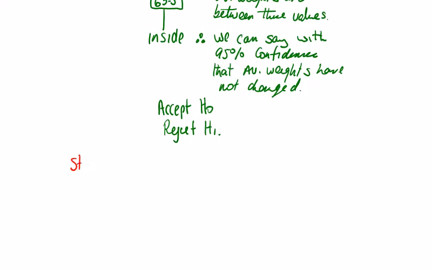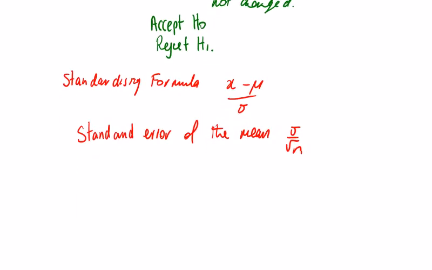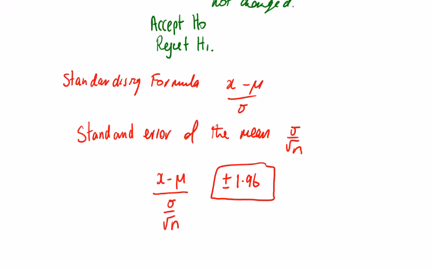So another way to do it is to use my standardizing formula, which is what we use in part 1, which is x minus mu over sigma. But I also bring in the standard error of the mean. And these are in the tables. And the standard error of the mean, when we're dealing with samples, is sigma over the square root of n. So I just plug my values into this, x minus mu over sigma divided by root n. And if my values are outside this plus or minus 1.96 range, we can go through the same process of accepting or rejecting H1.